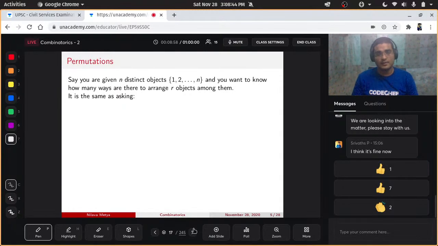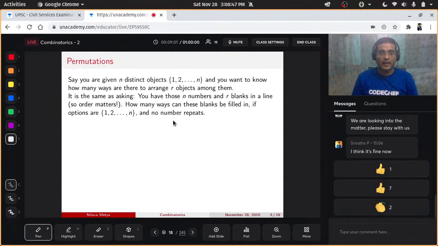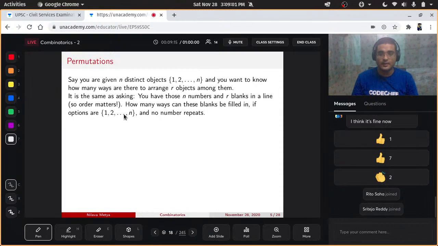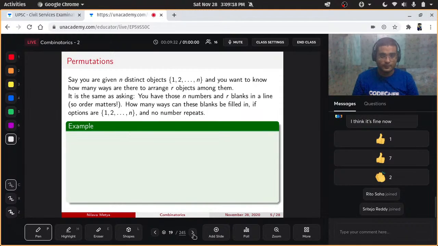It is the same as asking what? So I will tell you that you have these n numbers and I give you r blanks, right? There are r blanks or dashes. You have to fill in the blanks. The options from which you can choose are 1 through n, these numbers, and you cannot choose anything twice. So no number will repeat itself. So that is a restatement of the problem we are asking. Okay, let's see how many ways we can do it. But before that, let me go through an example.